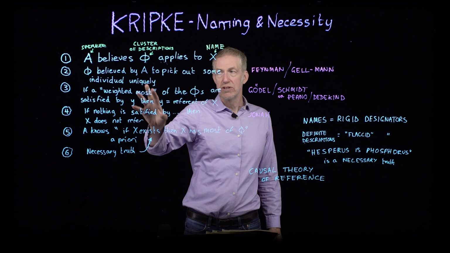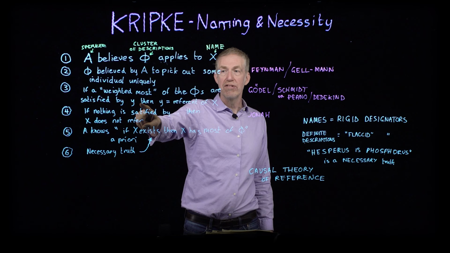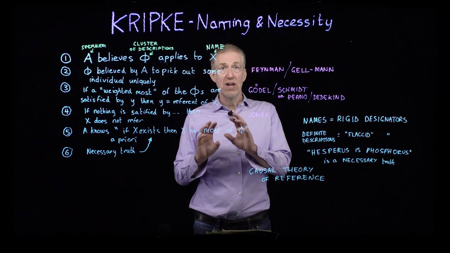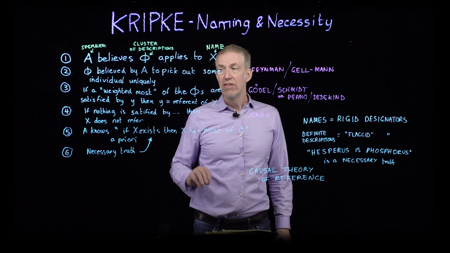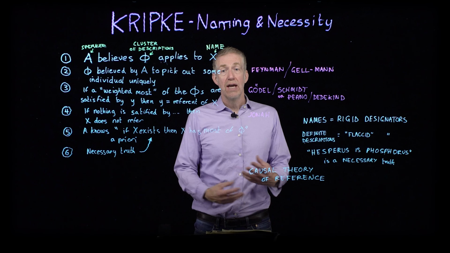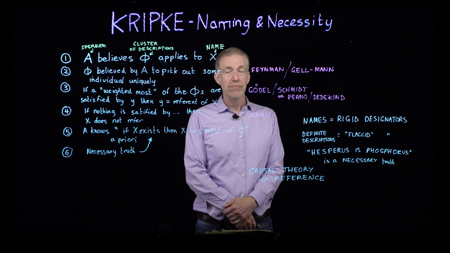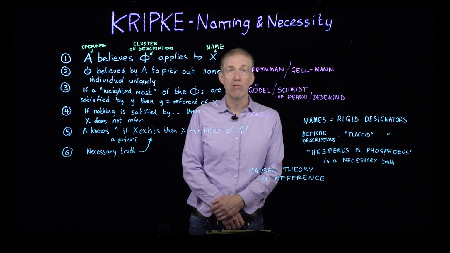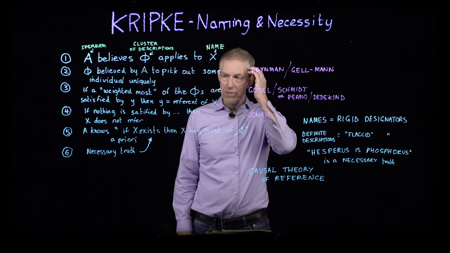So he uses examples of people, but proper names can refer to things other than people. If a weighted most of the phis are satisfied by an object or person, then that object is the referent of the name. If there is no object that fits that cluster of descriptions or a weighted most of it, then the X does not refer. And this is how, according to Searle, we could find out that Aristotle does not exist: if we found out there wasn't an individual that all of these things were true of. Or Shakespeare: if we found out there was nobody who wrote those sonnets and that play and that play, that they were all written by different people, then Shakespeare doesn't exist. There's just a bunch of people who wrote individually all the different things attributed to him.